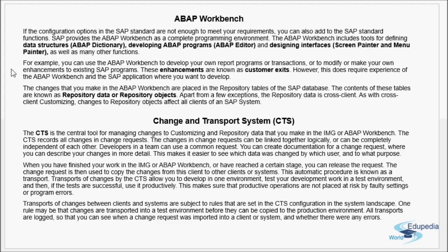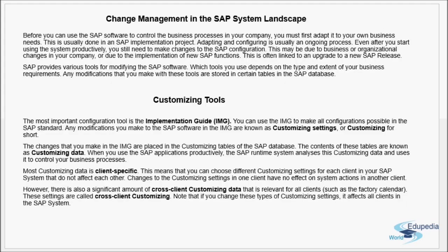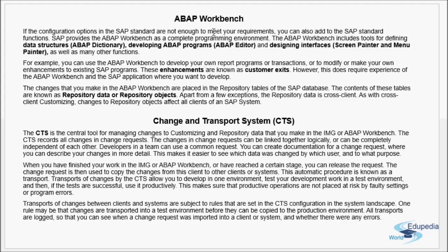In the earlier slide, we have learned about the customization, that is changes to the existing SAP software, which is done through the implementation guide. Here we have two types of customizing, client specific and cross client. Most of the customizing data is client specific, so it depends on the client. A smaller amount of customizing data is cross client. However, when we talk about ABAP Workbench, we create new programs, new objects, and ABAP Workbench gives a programming environment for you to develop all these things.